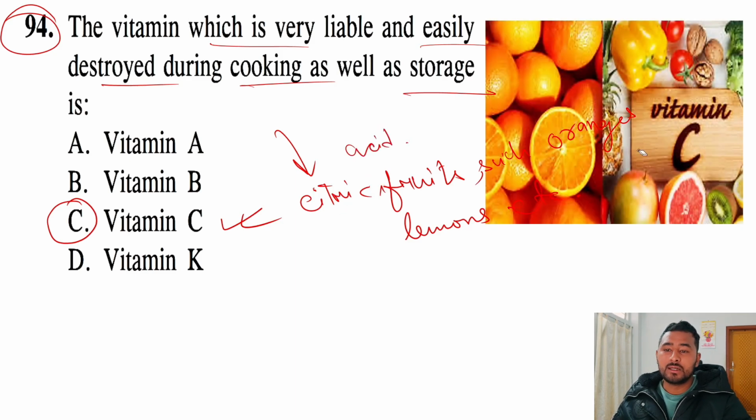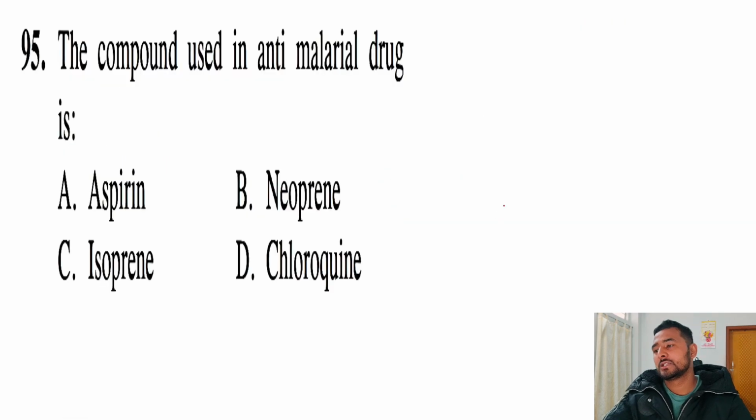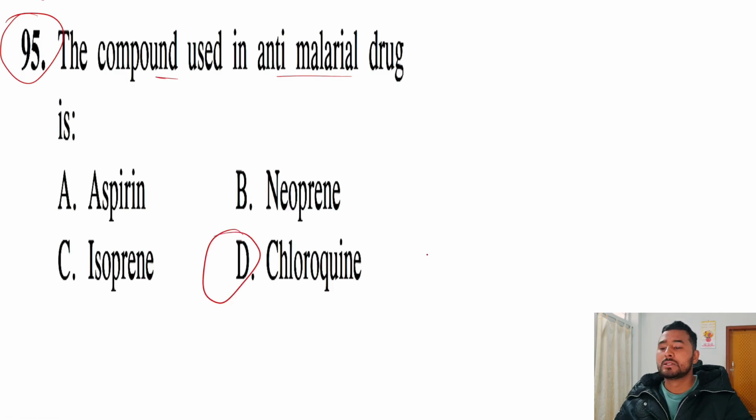So you can see here, this is vitamin C. You have it in orange, capsicum, tomato, and kiwi. They are rich in vitamin C. Let's go for the next question. 95. The compound used in anti-malarial drug to treat malaria, what do we use? We use chloroquine. So the answer will be option number D, chloroquine.